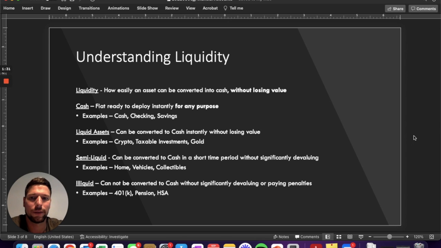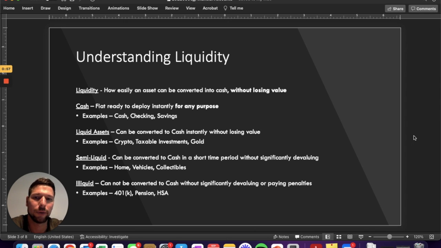Then we talk about semi-liquid assets. So these can be converted to cash within a short time. Short time period here is subjective, but typically anything from like 6 months to a year would be considered short term, and without significantly devaluing. So you think about your home, your vehicles, your collectibles. Those things aren't nearly as easy to sell like stocks and crypto or gold. But if you did list it, it's reasonable that you would be able to sell it for fair market value within a relatively short period of time.